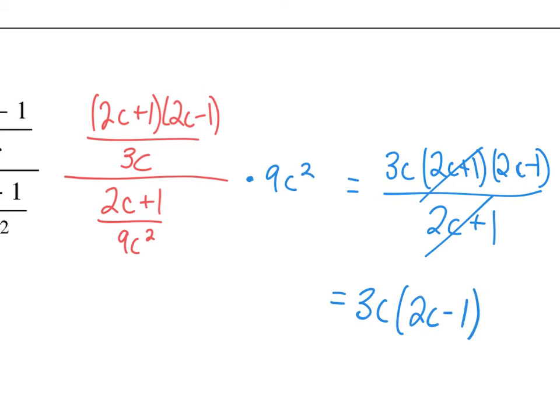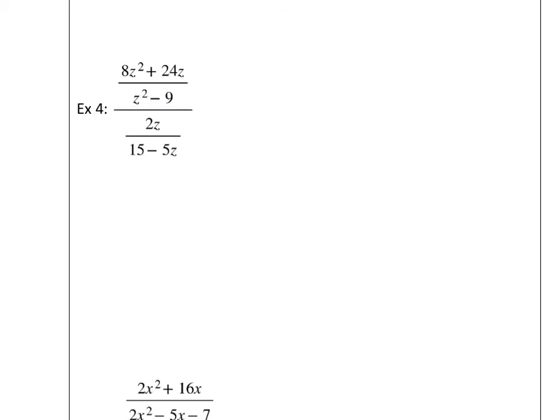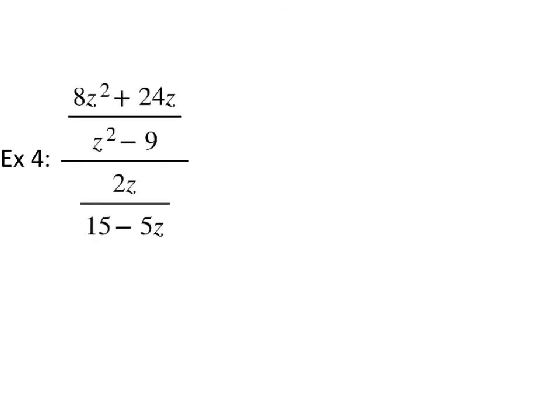Good. 3c times 2c minus 1. And that is it. All right, number 4. Fully factor everything.